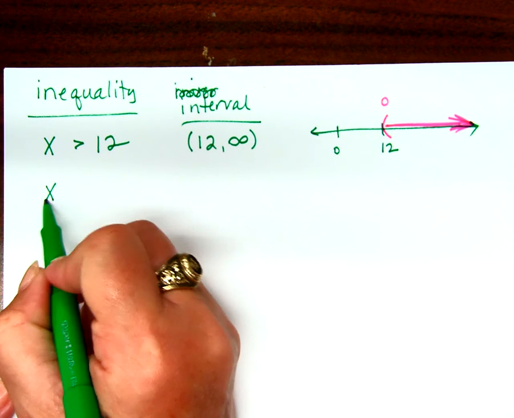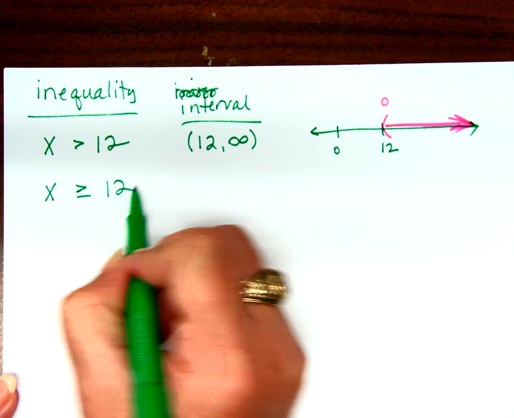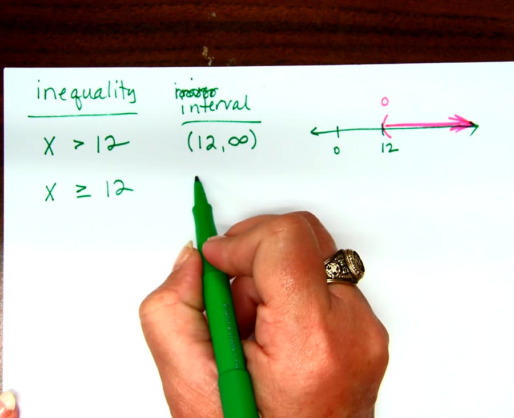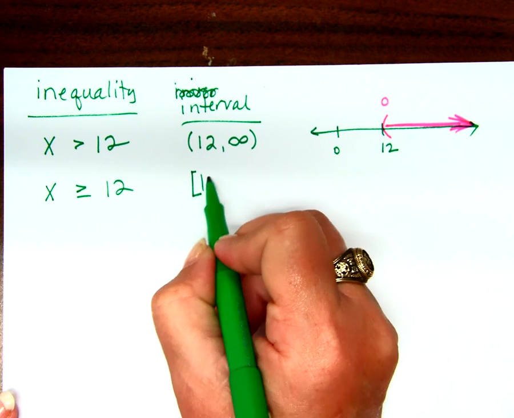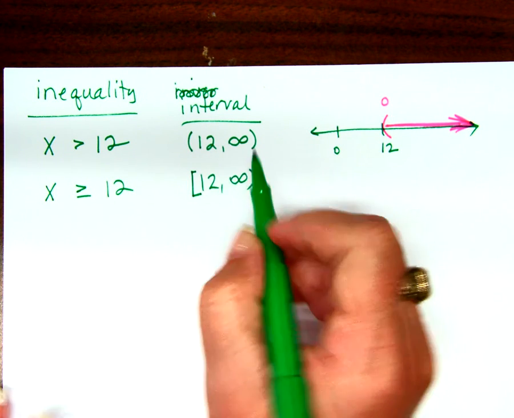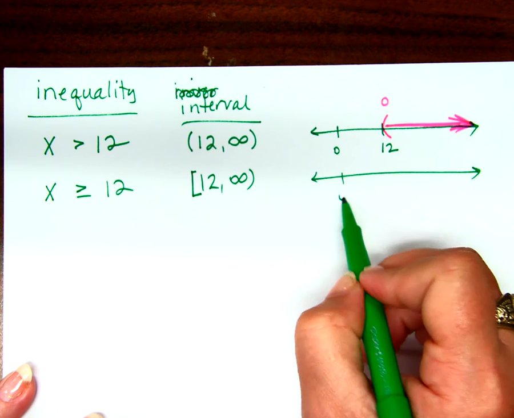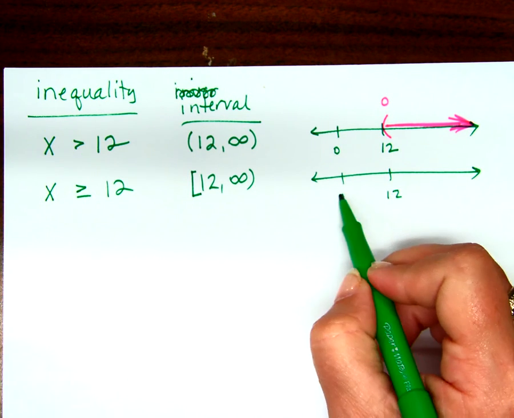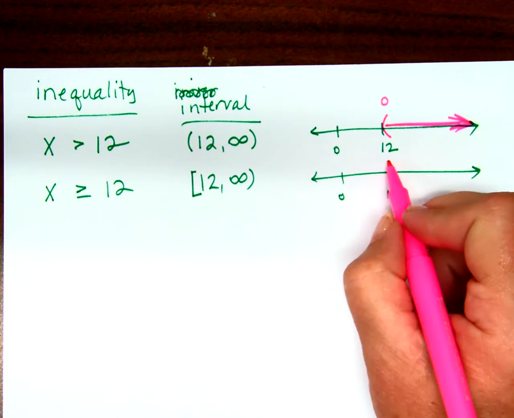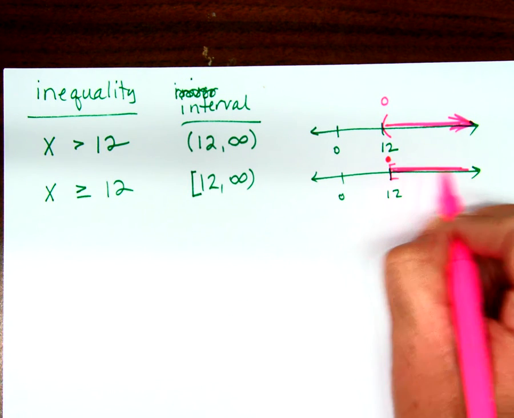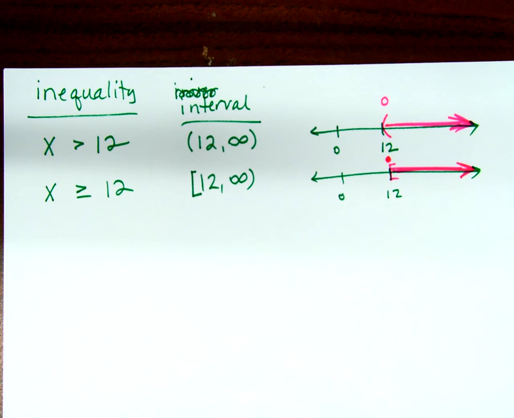What if it said x is greater than or equal to 12? What would the interval notation look like then? It would be a bracket, right? 12 to infinity. And how would the number line be different? It would be a closed-in circle or a bracket on 12, also shaded to the right because that's where it's greater than 12.